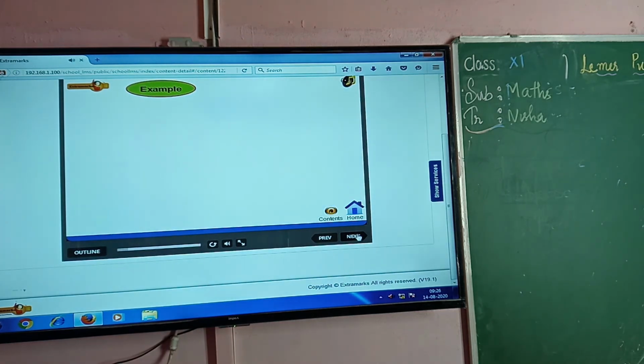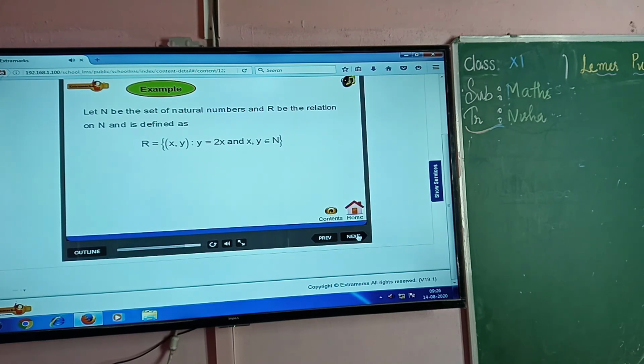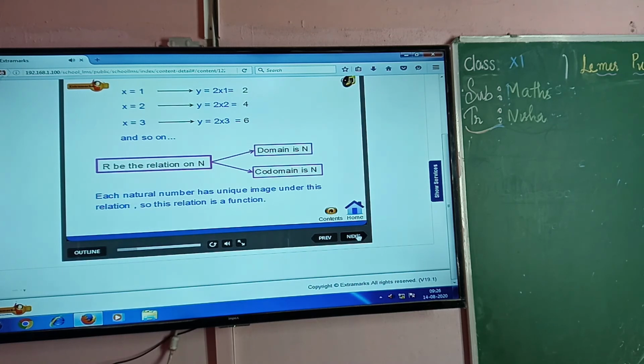Here we have one more example. Let N be the set of natural numbers and R be the relation on N defined as shown here. Find domain, codomain, and range of R. Is this relation a function? Each natural number has a unique image under the given relation, so this relation is a function. Range of this function is the set of even natural numbers.